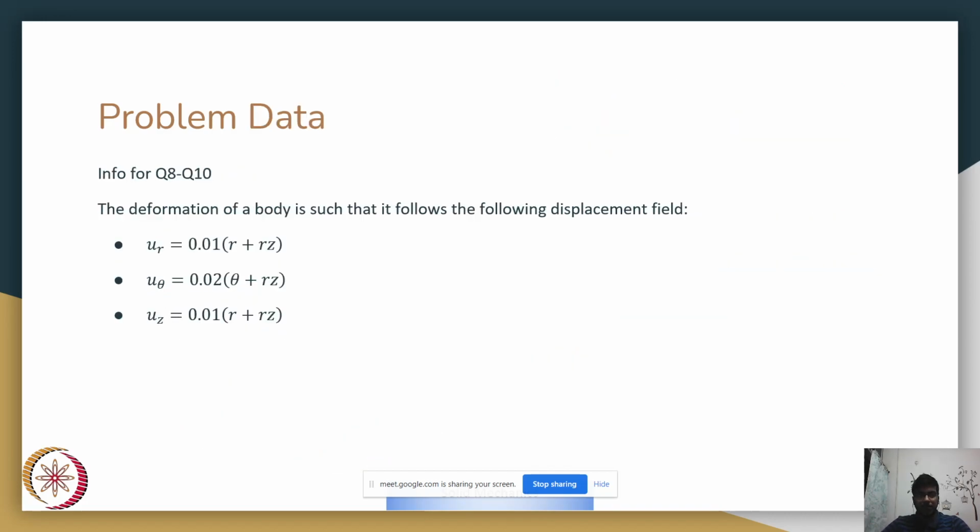Now we have to solve a numerical problem for questions 8 to question 10. We are given the deformation of the body. So u r is 0.01 (r plus r z), u theta is 0.02 theta plus r z, and u z is 0.01 (r plus r z). This is the displacement field in the body.